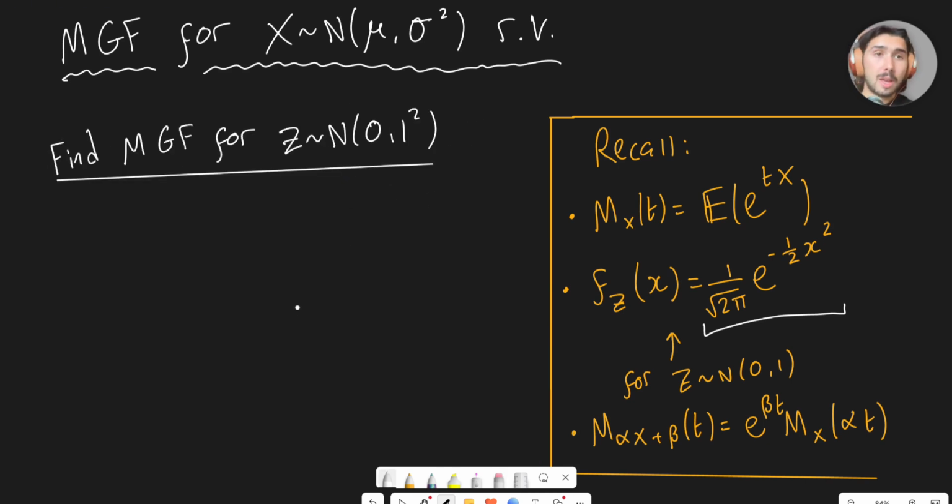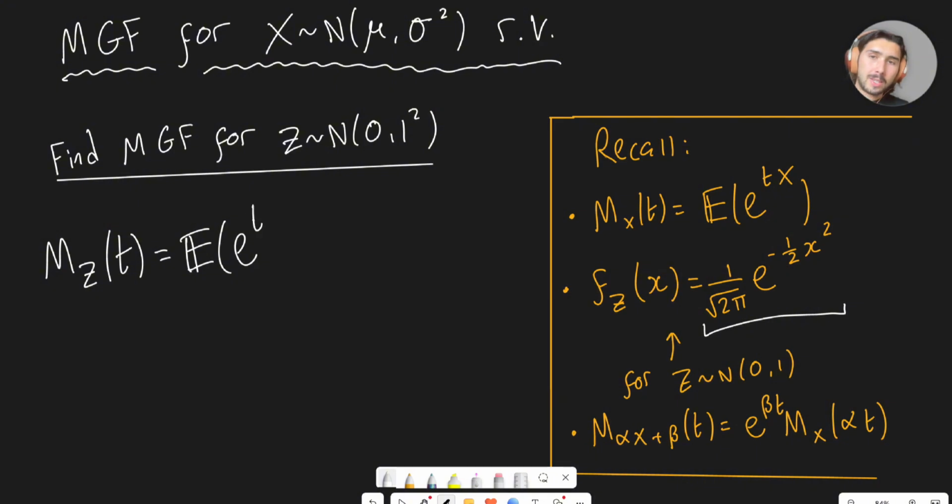Okay, so the first step, as I said, is we're going to find the moment generating function for a standard normal distribution. Let's do that right now. So m sub z of t, because I'm using z here, is again the expected value of e to the power of t times, in this case, z.